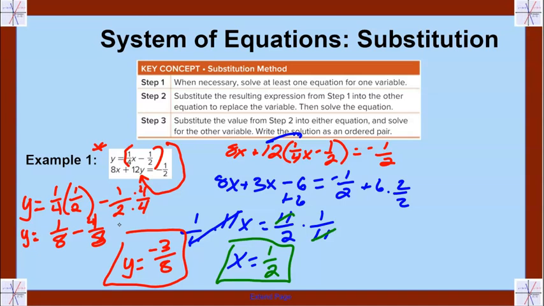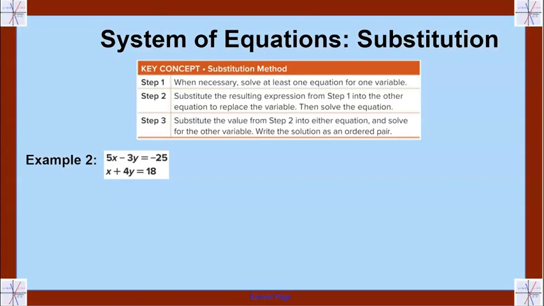Next example. You're going to use substitution again here. Follow the same 3 steps. Looking at my two equations here, none of them have a variable by itself. So I'm going to take this bottom one because this is just a plain x here. I'm going to subtract 4y on both sides. And now I have x equaling -4y plus 18.